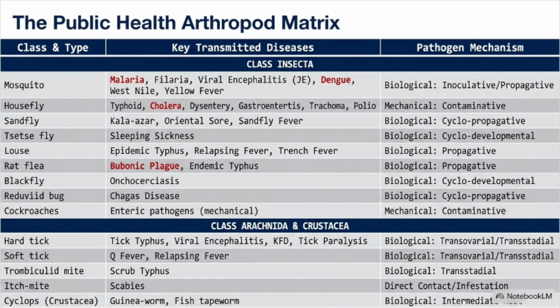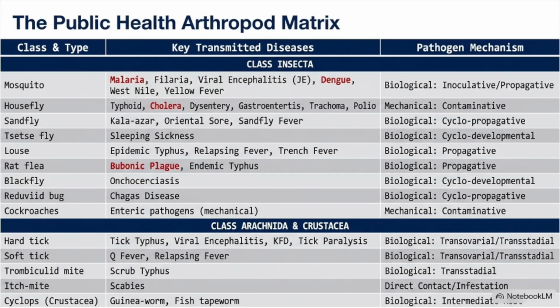Now let us look at the public health arthropod matrix, which lists the major arthropods and the diseases they transmit. Under class Insecta, mosquitoes transmit malaria, filaria, viral encephalitis, dengue, West Nile, and yellow fever through biological inoculative or propagative mechanisms. Houseflies transmit typhoid, cholera, dysentery, gastroenteritis, trachoma, and polio mechanically through contamination. Sandflies transmit Kala-azar, oriental sore, and sandfly fever through a cyclopropagative mechanism.